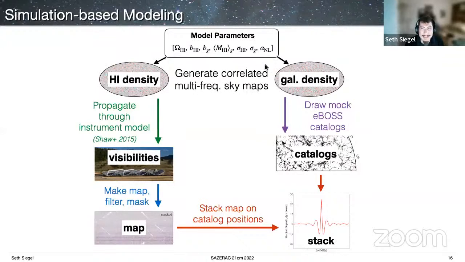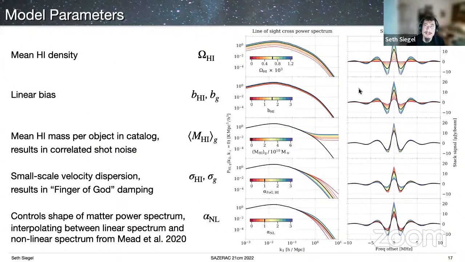Instead, we repeat this procedure for seven different combinations of model parameters that allow us to isolate the contributions of individual parameters to the stack signal. We're then able to predict the expected signal quickly and accurately for an arbitrary set of model parameters by taking linear combinations of the templates. In total, there are eight parameters in our model.